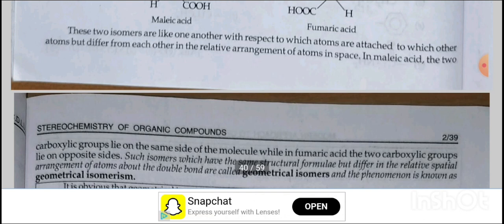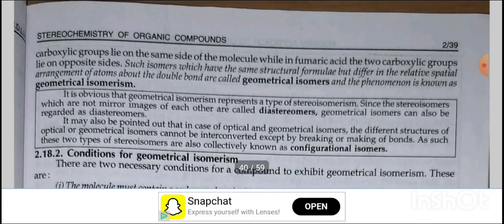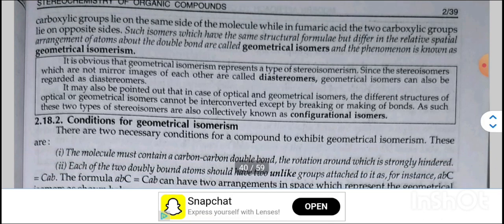In maleic acid, the two carboxylic groups lie on the same side of the molecule, while in fumaric acid the two carboxylic groups lie on opposite sides. Such isomers which have the same structural formula but differ in the relative spatial arrangement of atoms about the double bond are called geometrical isomers, and the phenomenon is known as geometrical isomerism. It is obvious that geometrical isomers represent a type of stereoisomerism, and stereoisomers which are not mirror images of each other are called diastereomers. Geometrical isomers can also be regarded as diastereomers.